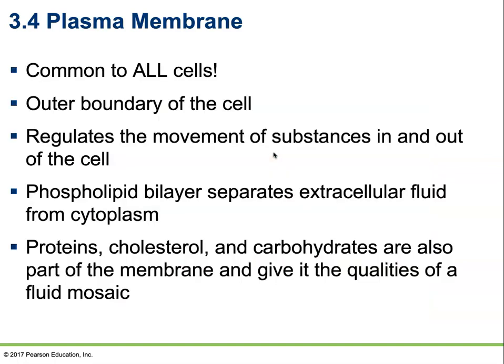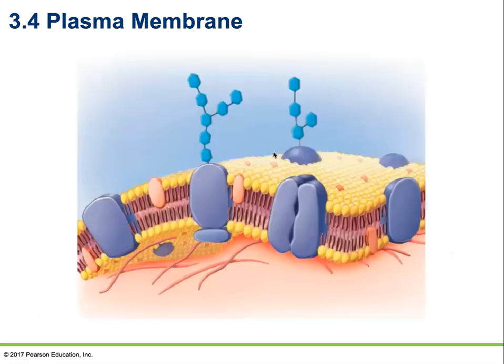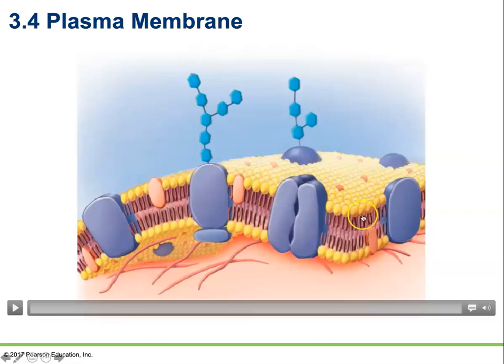And then finally, proteins, cholesterol, and carbohydrates are also going to contribute to that plasma membrane. So we looked at the phospholipids. Now we're going to look a little bit at some of the other components of the plasma membrane. So here is our plasma membrane. We have our phospholipid layer, but we're also going to find proteins. Proteins are going to be embedded throughout the plasma membrane.